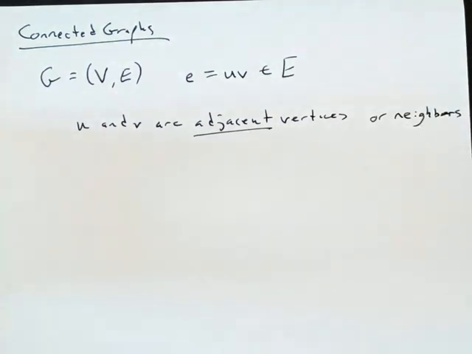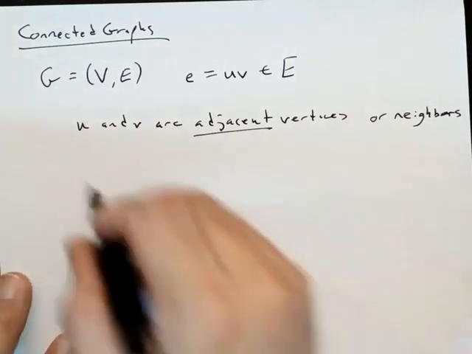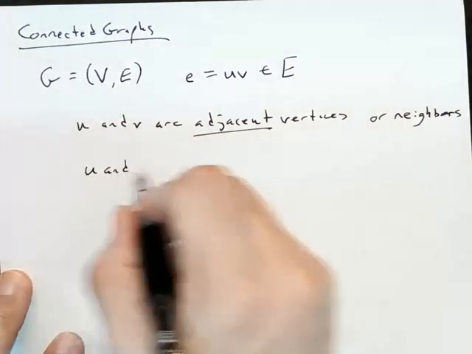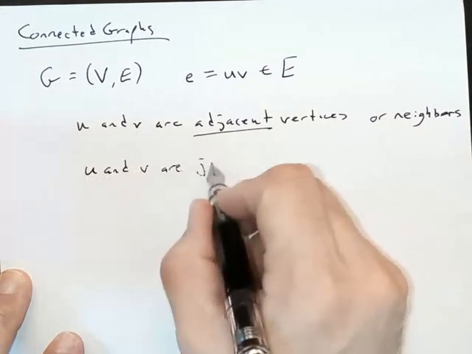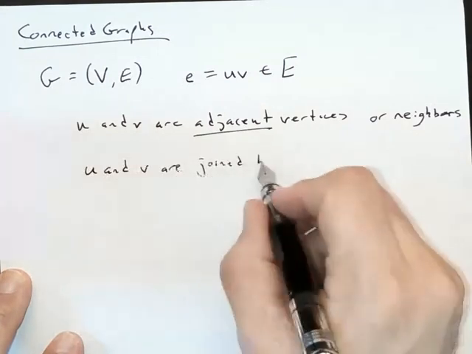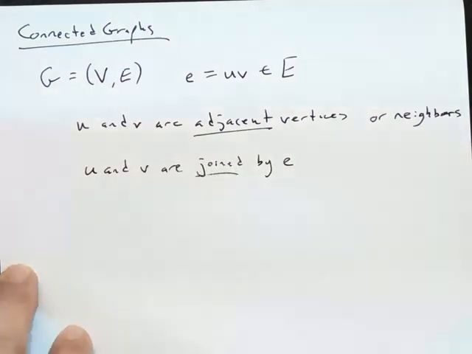So in a very Mr. Rogers sense, we have a neighborhood. U and V are neighbors. They're adjacent vertices. And E is the edge joining them to one another. The edge is incident to each vertex.